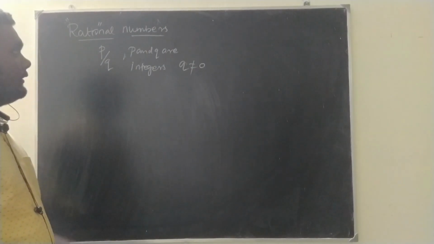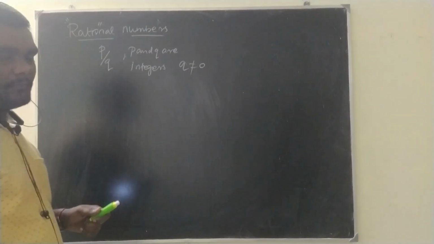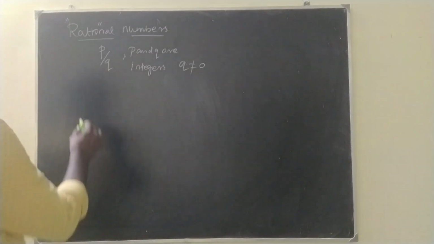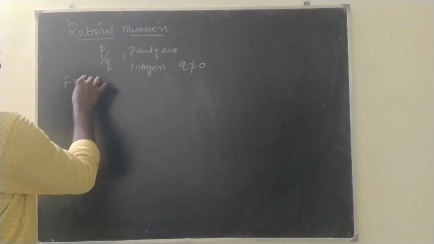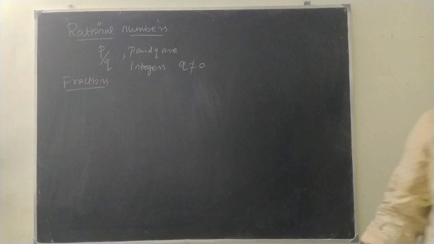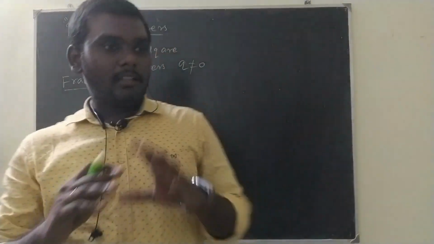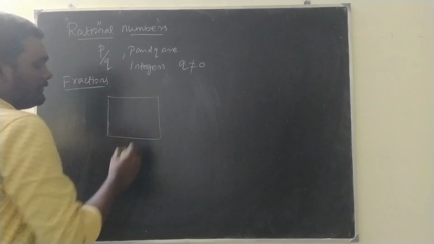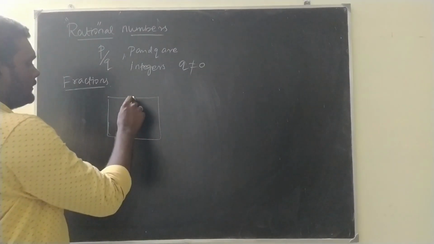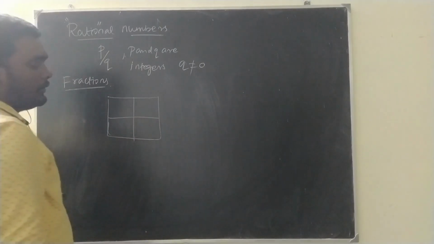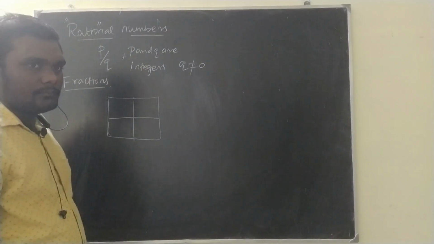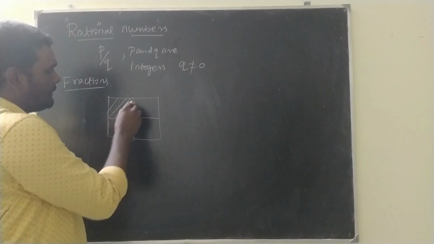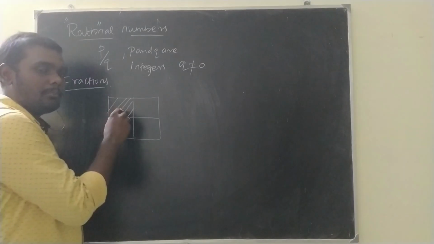So, we may understand fractions first. You know about fractions, right? Fractions means a whole thing is split into equal number of parts. For example, take this square. This is split into 4 equal parts. If I shade one region, how will you denote this one part among 4?